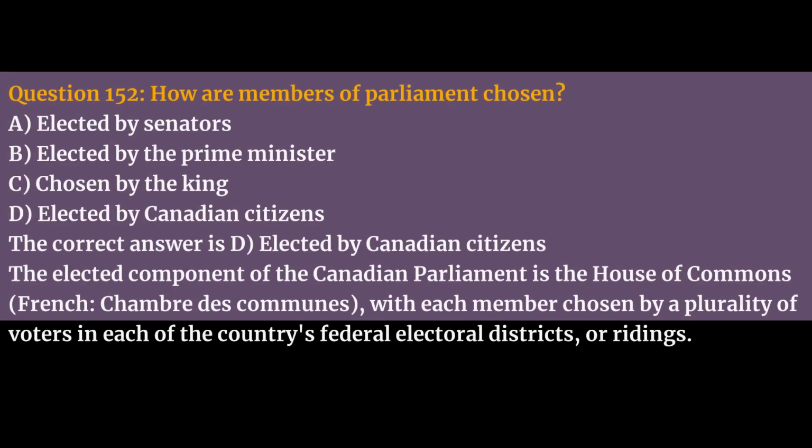Question 152. How are members of Parliament chosen? A. Elected by senators. B. Elected by the Prime Minister. C. Chosen by the King. D. Elected by Canadian citizens. The correct answer is D. Elected by Canadian citizens. The elected component of the Canadian Parliament is the House of Commons, French Chambre des Communes, with each member chosen by a plurality of voters in each of the country's federal electoral districts, or ridings.